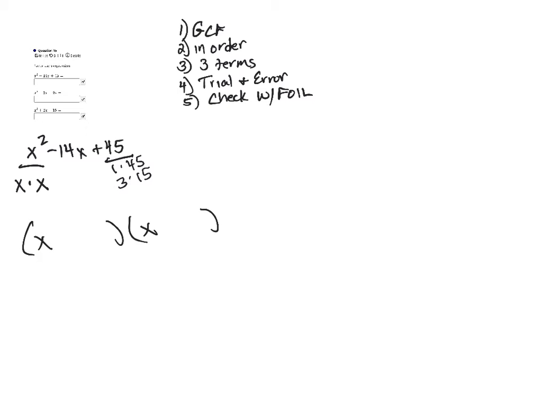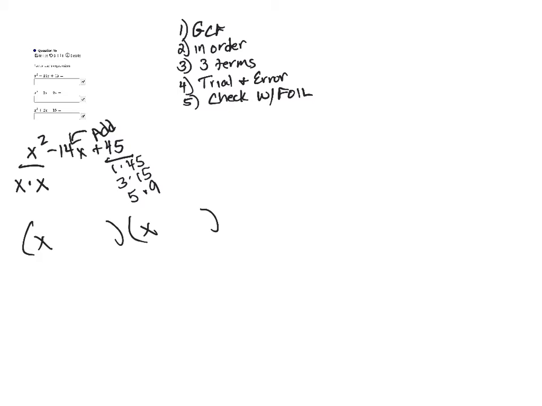5 times 9, 6 won't go, 7 won't go, 8 won't go, and we're back to 9. Okay, now, these have to add, because the last term's a plus, so that means the signs are the same, but they have to add to get a negative 14x. So before, we had all pluses in the problem, so all pluses in our answer. Here we have a negative and a plus.